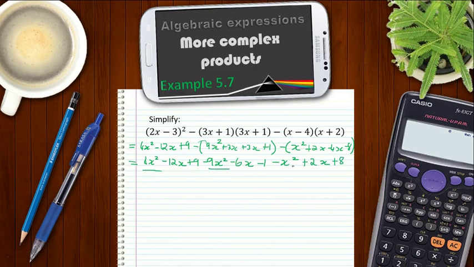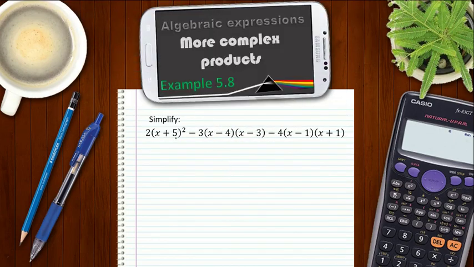So there's my squares. So I've got 4x squared minus 9x squared gives me negative 5, minus another one is negative 6x squared. Then this one, and this one. So minus 12 minus 6 is minus 18, plus 2 again gives me minus 16x. And then finally we have plus 9, minus 1 is 8, plus another 8 is plus 16.